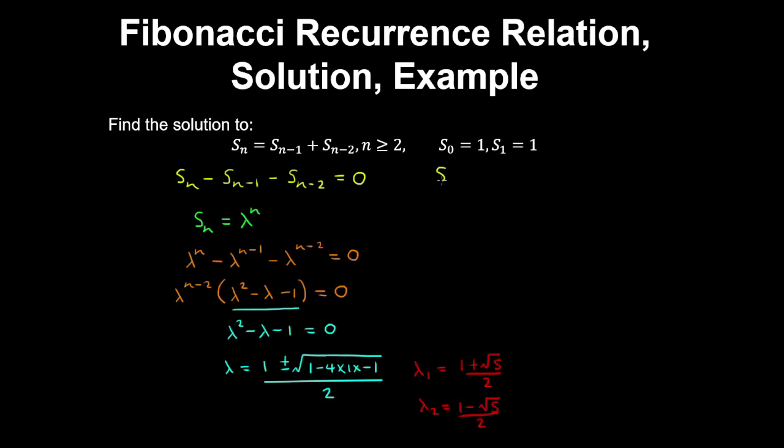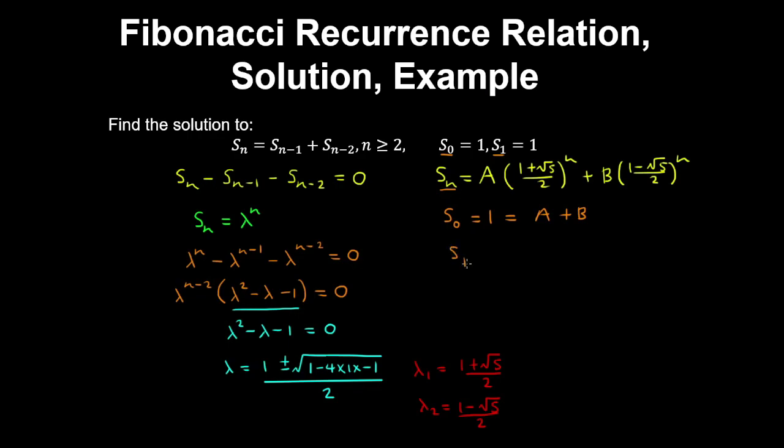So our general solution is some constant a by lambda 1 to the power of n plus another constant b by lambda 2 to the n. And now we can apply our initial conditions. So we have S0 is equal to 1, and here S0 is a by this number to the power of 0 plus b by this number to the power of 0. So we get a plus b.